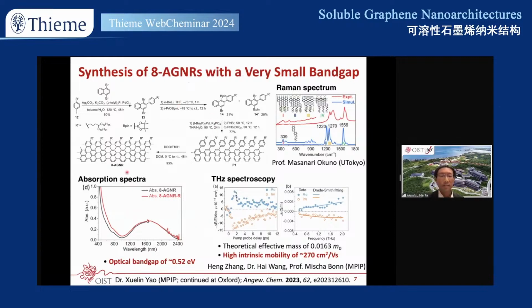He achieved the synthesis of 8-AGNRs, demonstrating a fascinating absorption property, going to 2,400 nanometers, and this corresponds to an optical band gap of around 0.5 electron volt. And we demonstrated, collaborating with MPIP, very high intrinsic charge carrier mobility of these graphene nanoribbons by using ultrafast terahertz photoconductivity measurements.